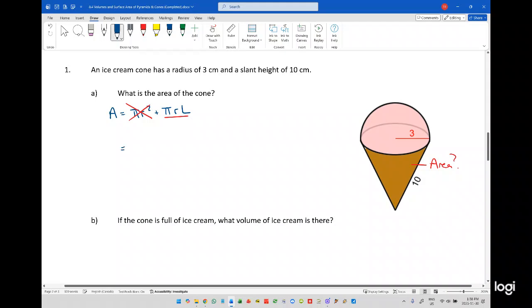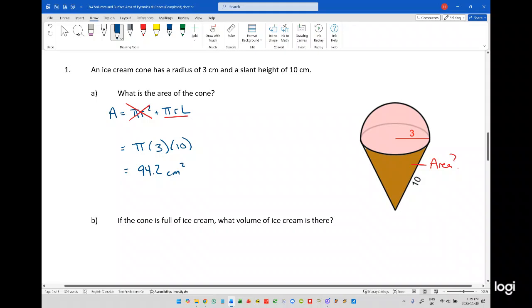In this case, we know that pi is pi. It's not a variable, it's a constant. We know the radius of the cone is 3. And we know that the slant height is 10. So that's just equal to 30 pi, or what does that work out to be? 94.2 centimeters squared.